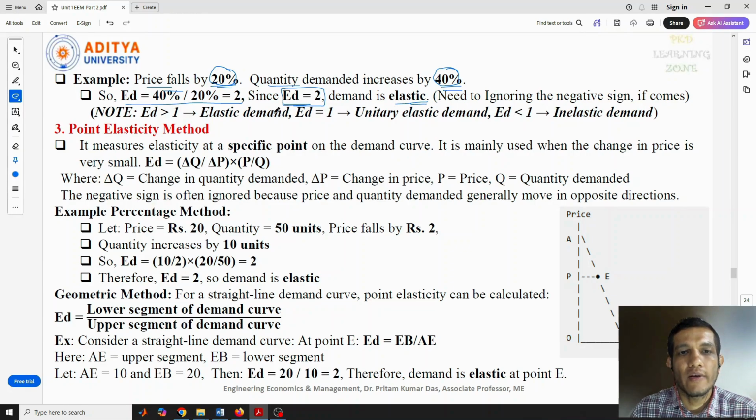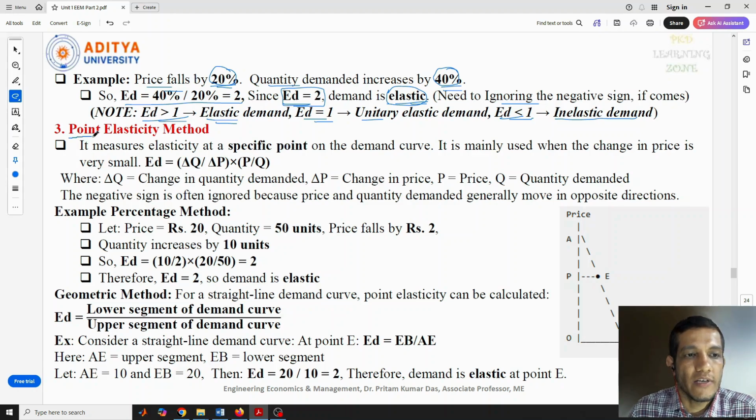Sometimes you will get a negative value. That value we need to ignore because the price value will be changed. So in that condition, for initial price and final price, if we are getting some negative sign in that answer, we need to ignore that negative sign. And here, how you can say the elastic value, like previously as I told you, an ED value greater than 1 means it is elastic, ED equal to 1 means unitary, and ED less than 1 means inelastic demand, like what I told in the previous condition.